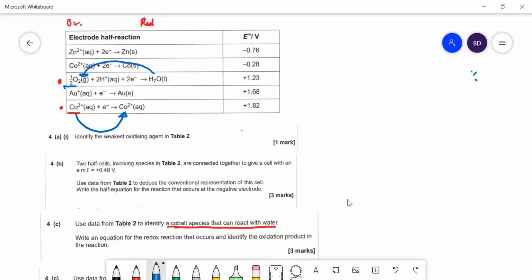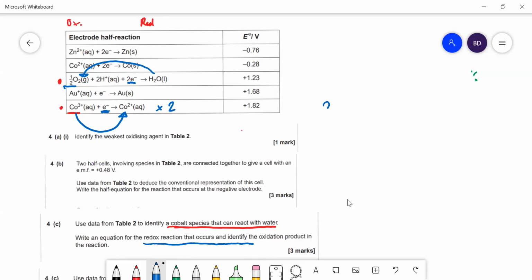Write an equation for the redox reaction that occurs and identify the oxidation product. Okay, so what we've got to do is combine those two half equations. We know which one's going back, which is going forwards. You have to be a bit careful. This one is only 1 electron. This one is 2 electrons, so we need to times this one by 2.